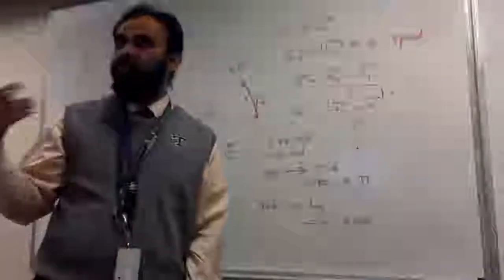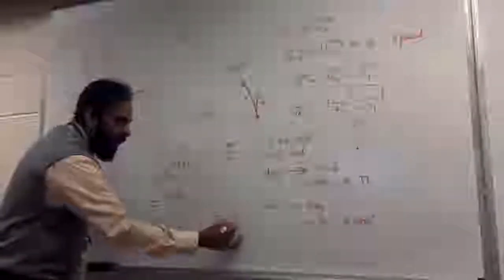That's called frequency. How many rotations are completed per second? How many revolutions are completed per second? That's called frequency. Frequency is a number of cycles per second. So what is the connection? F is 1 over T, and T is also 1 over F. F is 1 over T and T is 1 over F, the reciprocal of each other.